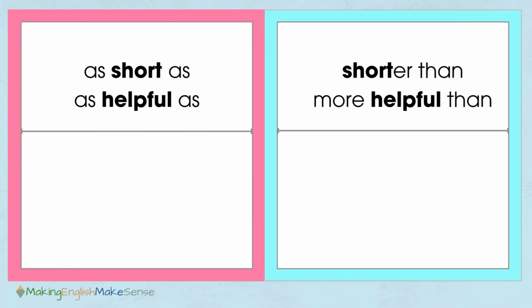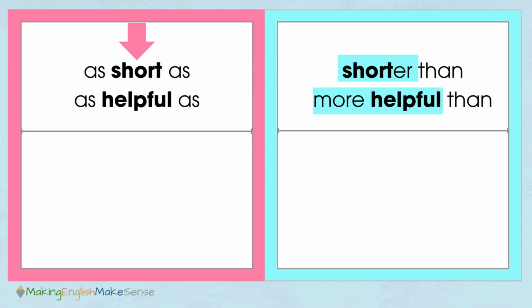Another area that people often struggle with is knowing what to do with the adjective itself. Do I need to change its form? If so, how do I do that? Well, when talking about similarities, we don't change the adjective at all. It stays in its base form. But when talking about differences, we use the comparative form of the adjective.